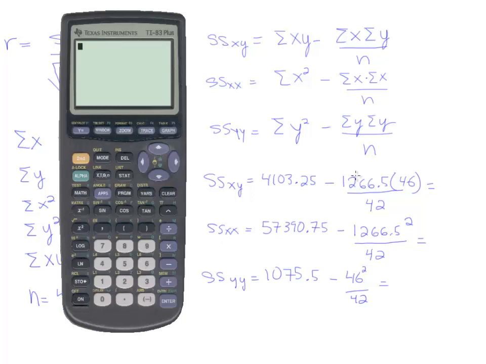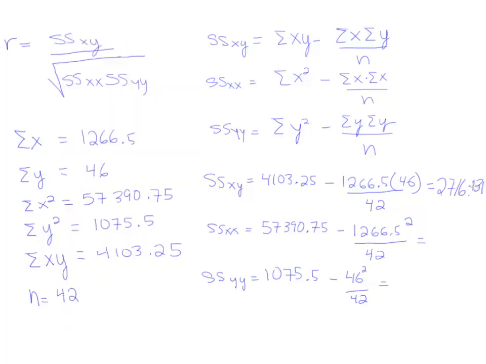Alright, so here's our calculator. We're just going to type these numbers in as we see them. First number being 4103.25, and I'll subtract off from there this number here, the 1,266.5 times 46. And then we're going to click divide by 42. So I'm just putting it all in just as I see it. No need for special parentheses or anything. And I hit enter, and I get 2,716. So let's put that down as our first answer. Okay, so that's squeezing that in there, almost running out of space.